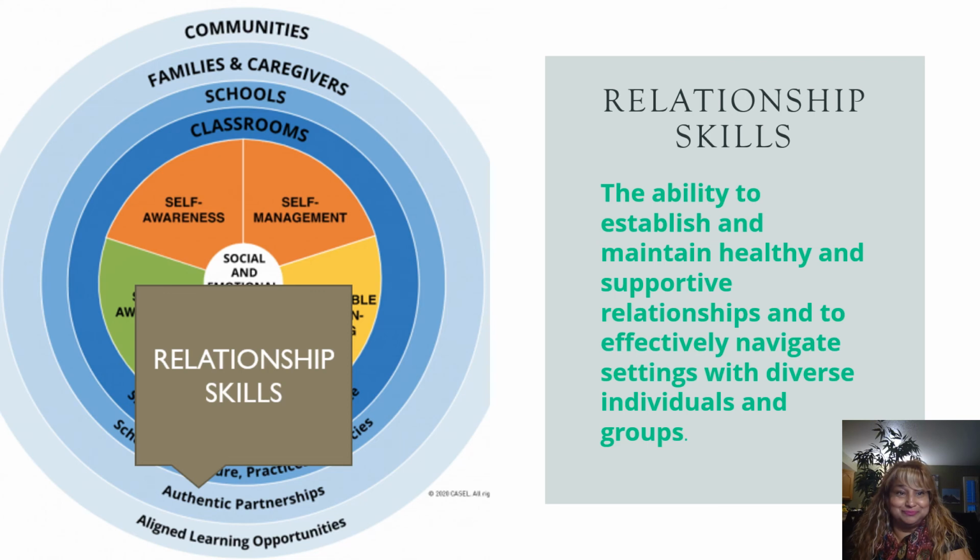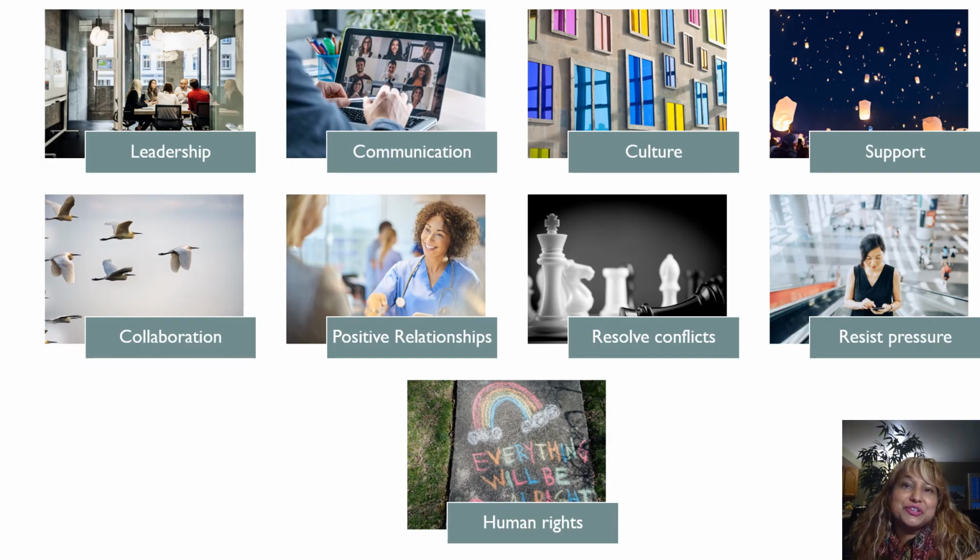Relationship skills include the capacity to communicate clearly, listen actively, cooperate, work collaboratively to problem solve, negotiate conflict constructively, navigate settings with differing social and cultural demands and opportunities, provide leadership, and seek or offer help when needed. So let's take a look at a few examples.